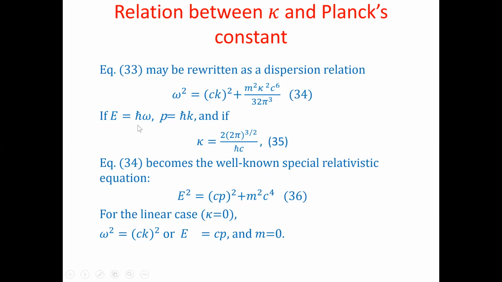And if E is h bar omega and P is h bar k, and if kappa is given by this expression, here kappa is inversely related to Planck's constant, then this equation 34 becomes the well-known special relativistic equation connecting energy, momentum, and mass. For the linear case, that's when kappa is 0, we have energy is c times the momentum and mass is 0.